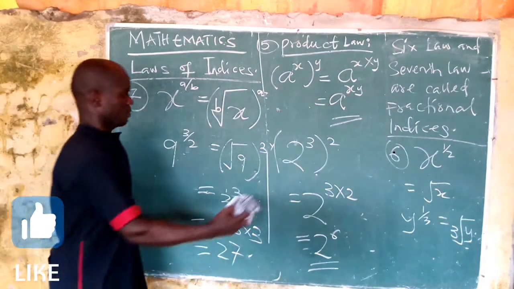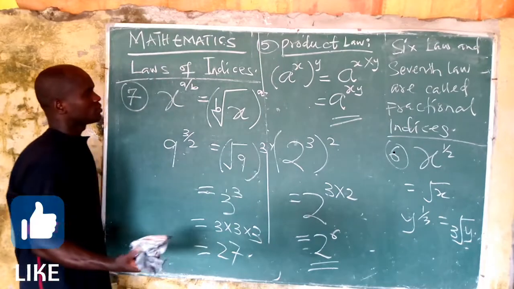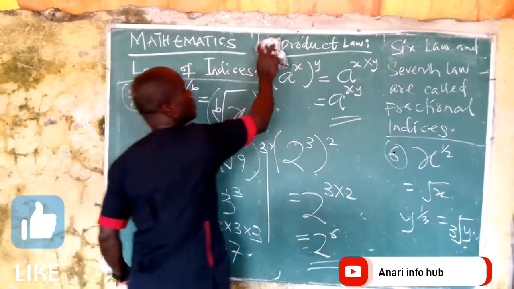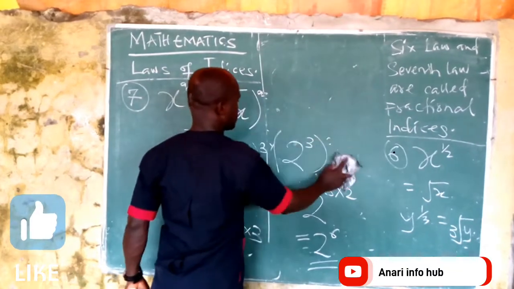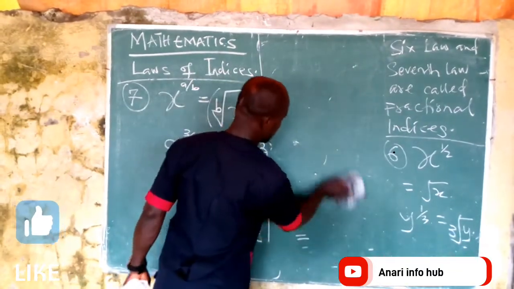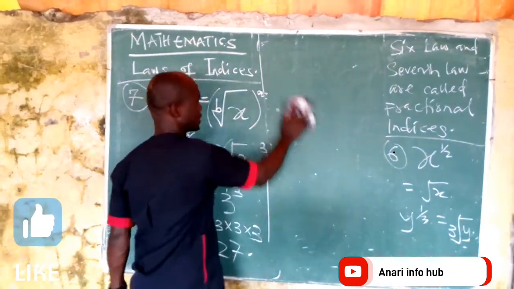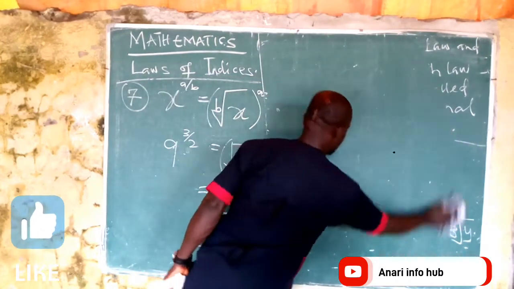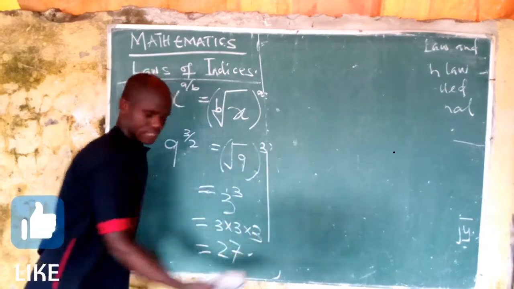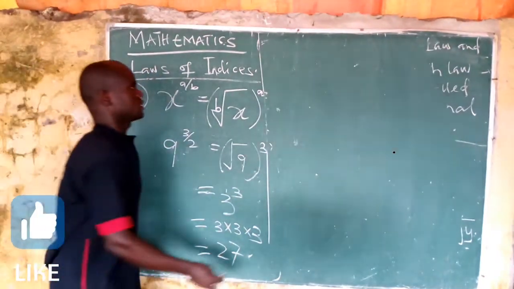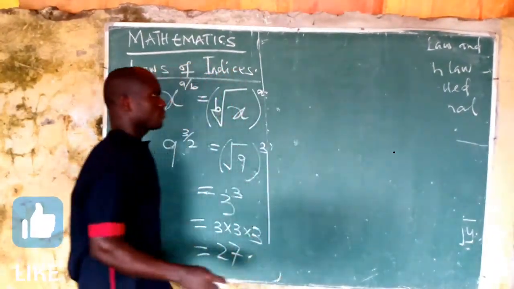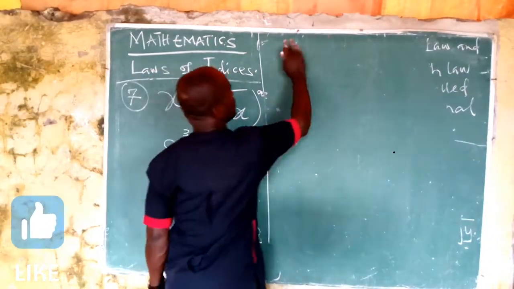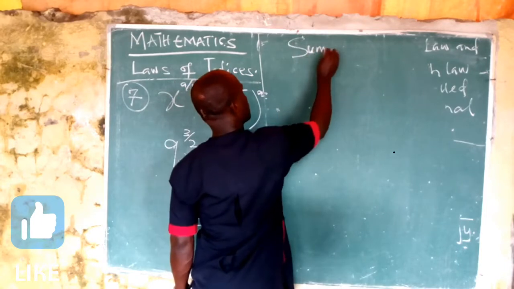So from what we've done, we've been able to learn about the 7 laws of indices. Please don't forget, 7 laws of indices. They are not 5, they are not 6, they are 7 laws of indices. Let's look at the summary of the laws we've learned today.